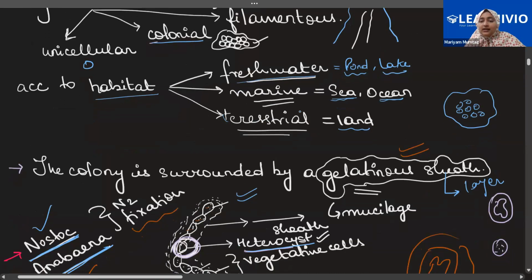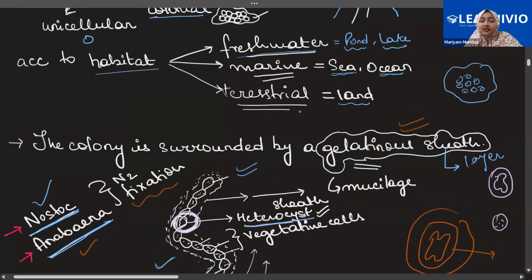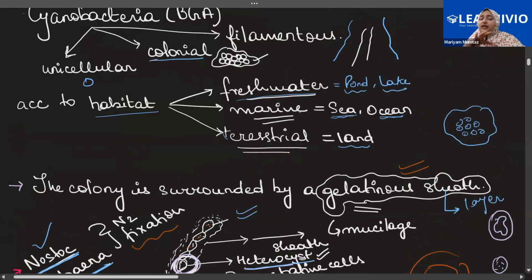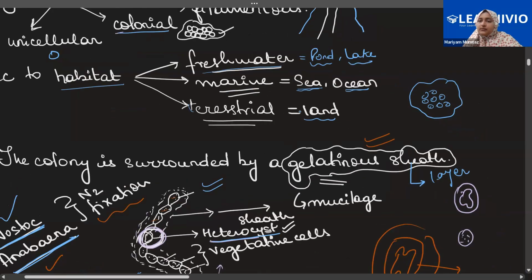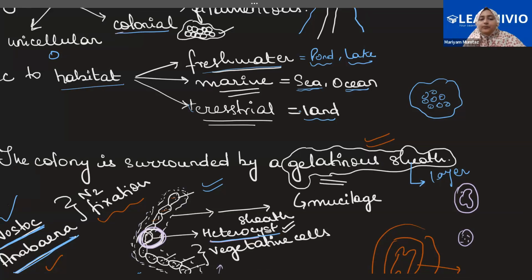Now, one thing is very unique about them: if the cyanobacteria are forming a colony or are in a filamentous form, they will be surrounded by a sheath, a layer that is gelatinous. Gelatinous means jelly-like. Okay, a jelly-like layer will be surrounding them.